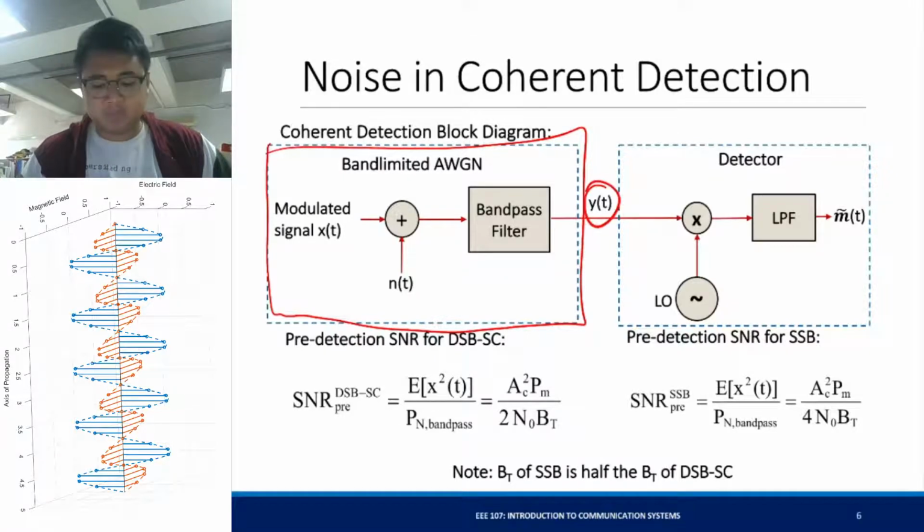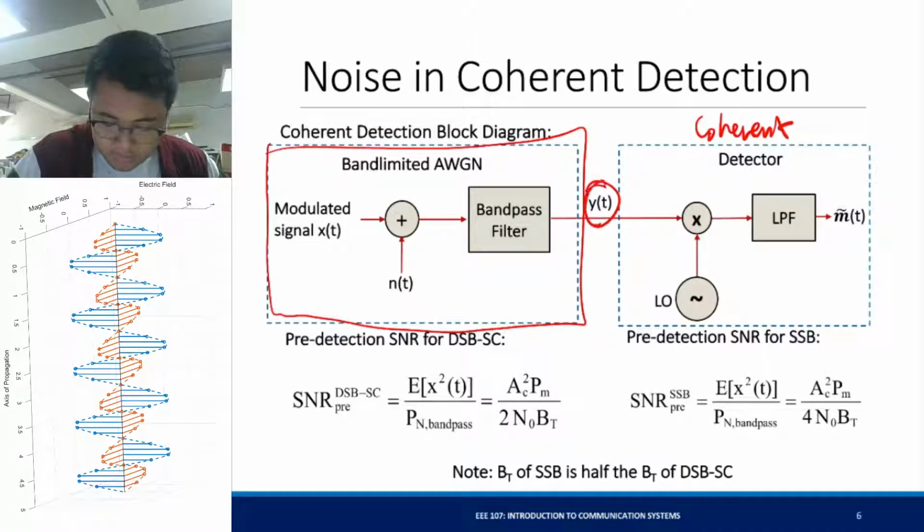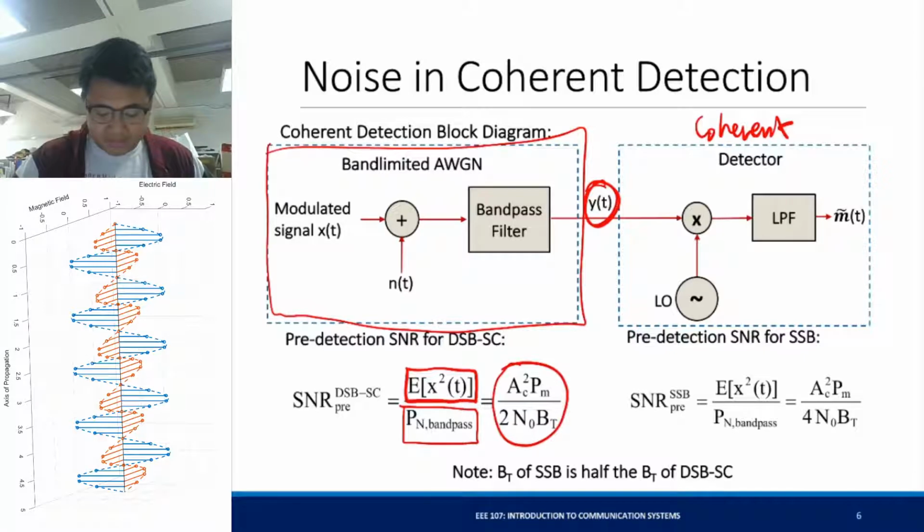So you have y of t. That y of t has your transmitted modulated signal and the filtered noise. You put that in a detector, which is defined by this block diagram. This is your coherent detector. Okay. So the pre-detection SNR for DSBSC is equal to this. It's equal to the power of your transmitted signal divided by the power of the bandpass noise. Your DSBSC signal has this power, Ac squared Pm over 2, and the noise power is equal to N naught times the transmission bandwidth BT. Okay, so this is the pre-detection SNR for DSBSC.